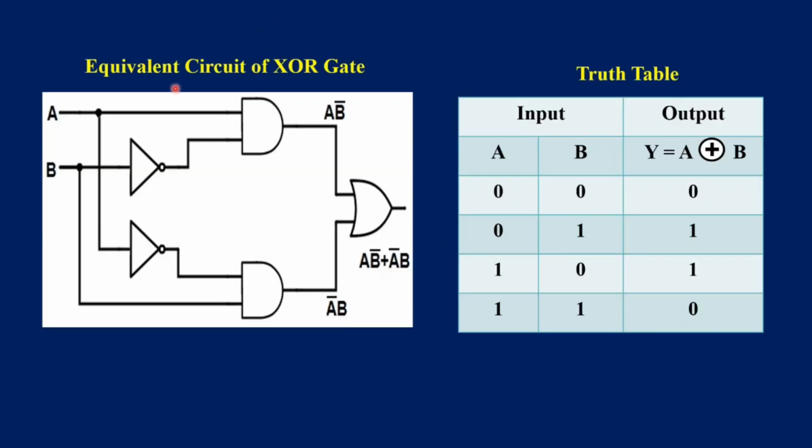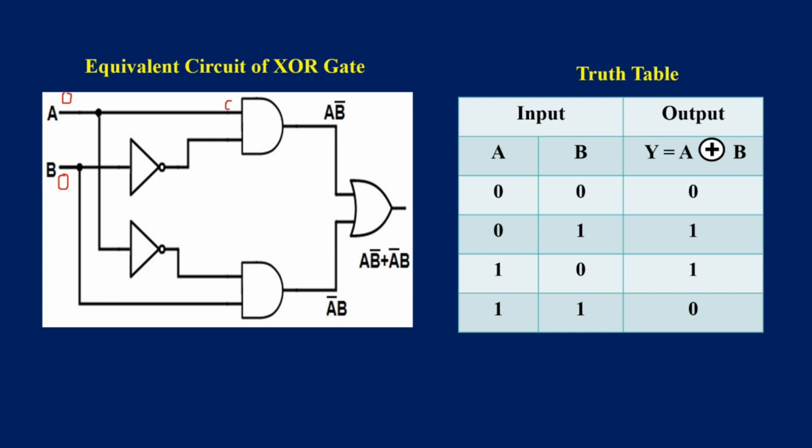The equivalent circuit of the XOR gate is shown in the figure. We can verify the truth table of the exclusive OR gate using this circuit. This modulo symbol shows the exclusive OR operation. Here A and B are two inputs. Now let us make the inputs 0. When A is 0, B is 0.